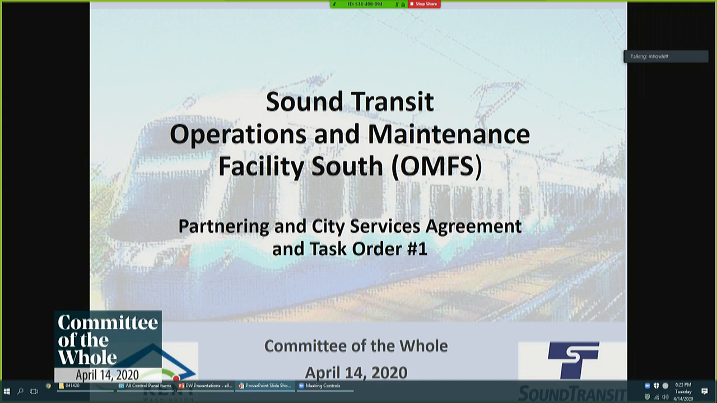Awesome. Thanks so much. So what I have before you tonight are two agreements for the Sound Transit Operation and Maintenance Facility. These agreements are between the City of Kent and Sound Transit. And it looks like there's three agreements, but the first one is called a Partnering in City Services Agreement. And then the second agreement is called Task Order Number 1. You're on page 67 of your agenda packet.